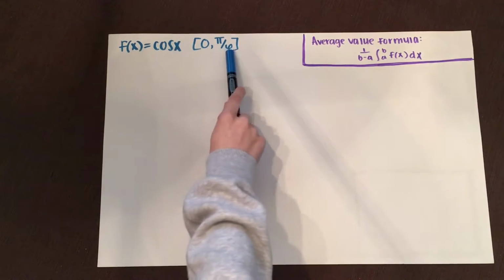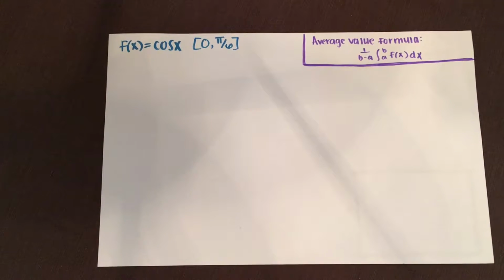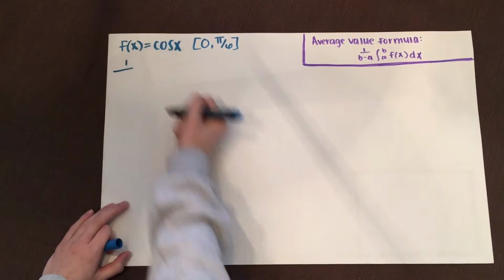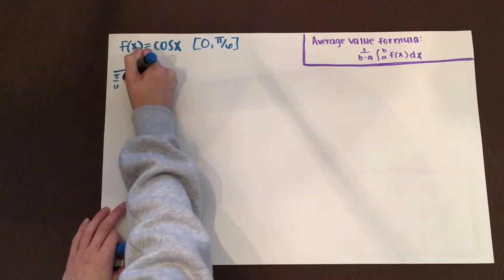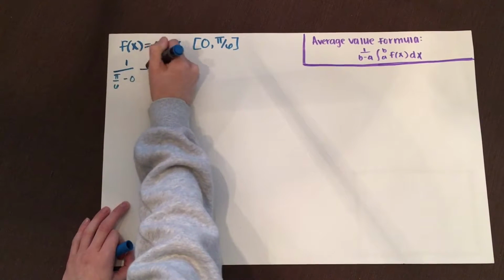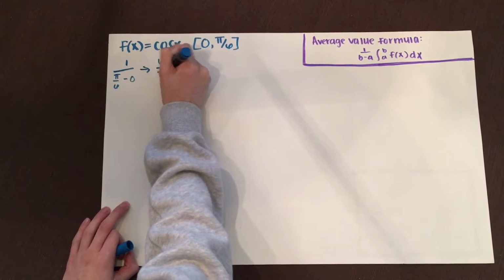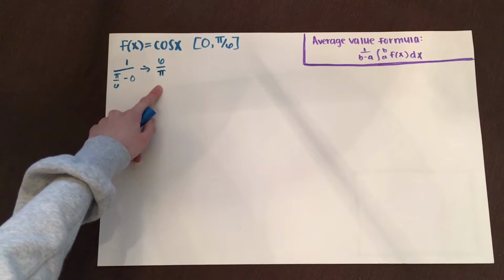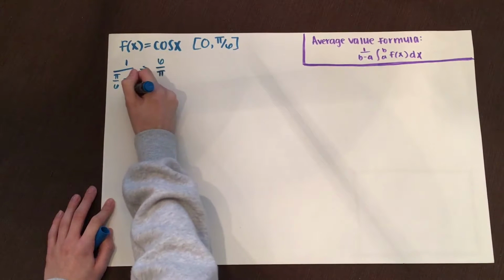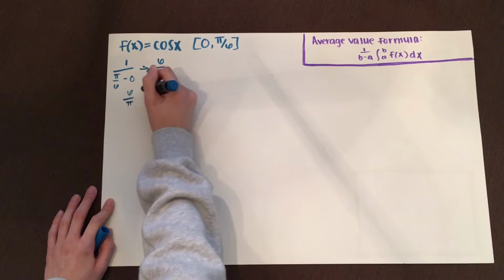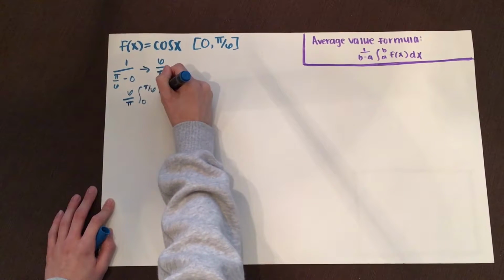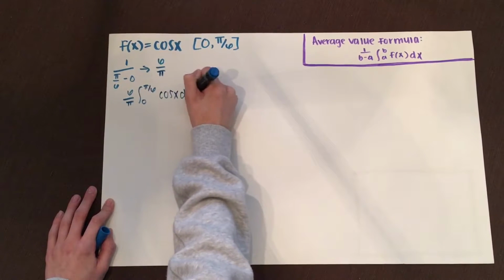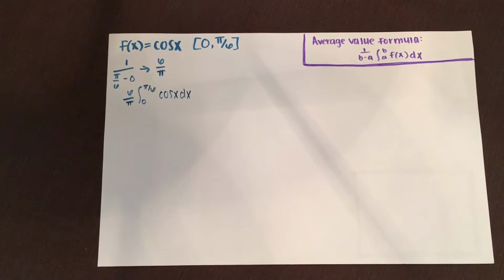So we're going to take this and we're going to turn it into this. So we have 1 over b, and your b is going to be your pi over 6, minus your a, which is 0. And this just turns into 6 over pi. So that's what's going to be on the outside of your integral. So it's going to be 6 over pi, in the interval of 0, pi over 6, cosine x dx. And so that turns out to be your integral.